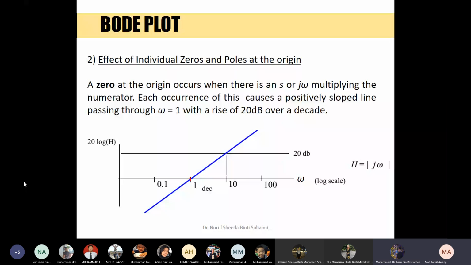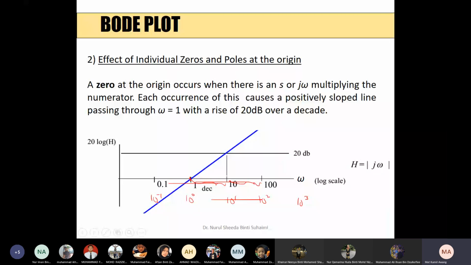This is 1 decade. From here to here is 1 decade, from here to here is 1 decade. So this is 10 to the power of 2, this is 10 to the power of 1, this is 10 to the power of 0, this is 10 to the power of minus 1, and over here is 10 to the power of 3. So it's 1 decade spacing.